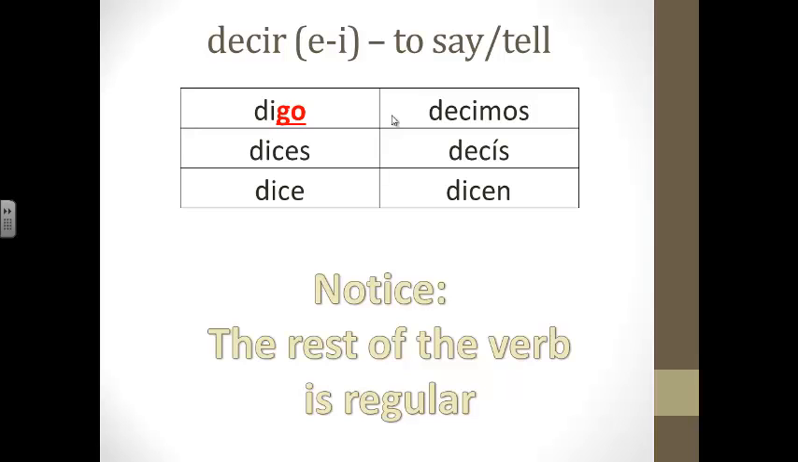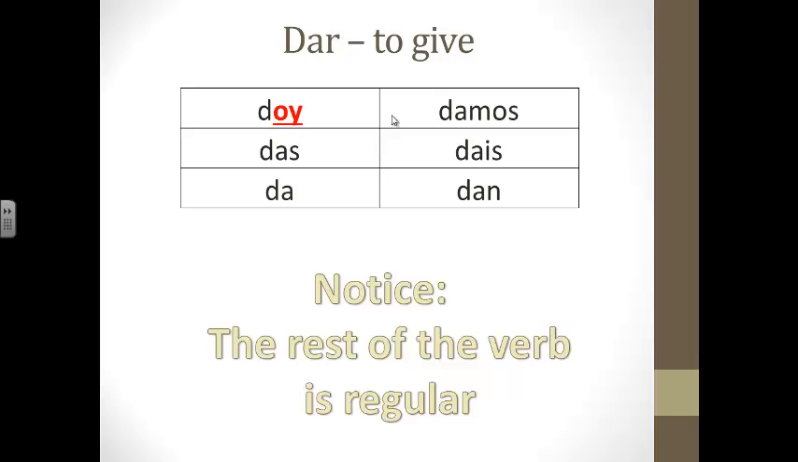Okay, the next verb in our list is dar. Dar means to give. Its irregular yo form is doy. From there, the rest of the verb is completely regular. So dar is an AR verb, so it has AR endings. Its conjugation, doy, das, da, damos, dais, dan. You'll notice it does not carry an accent in the vosotros form.